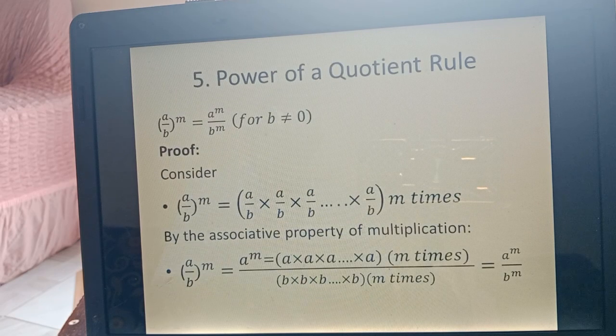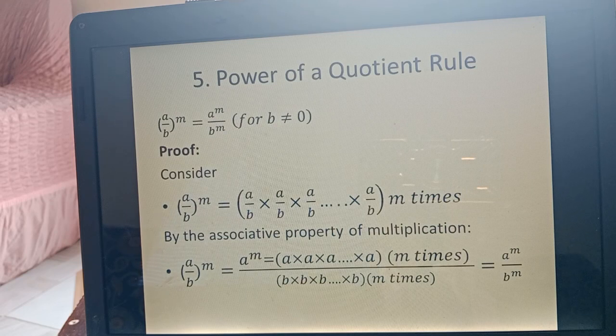Power of a quotient rule. Proof: a over b raised to m is a raised to m over b raised to m, where b is not equal to 0. b cannot be equal to 0 because we say that it is undefined. So the proof is, a over b raised to m is a over b times a over b times a over b times a over b, m times.